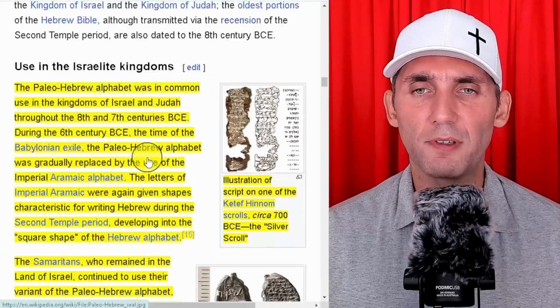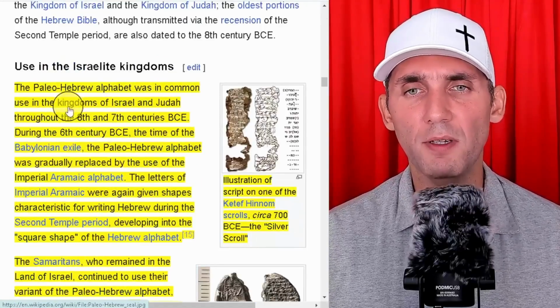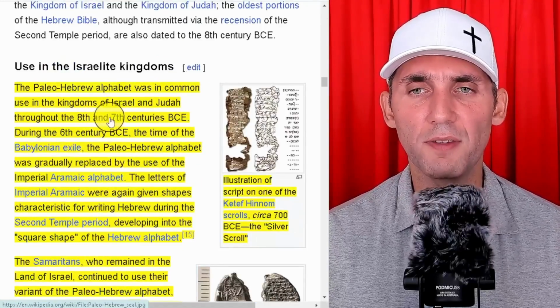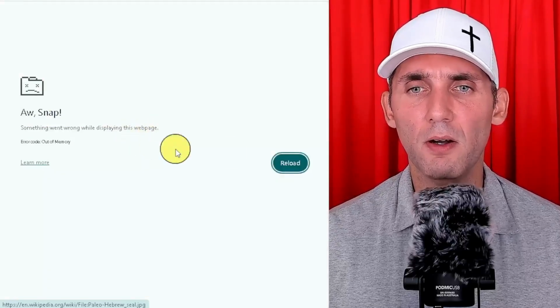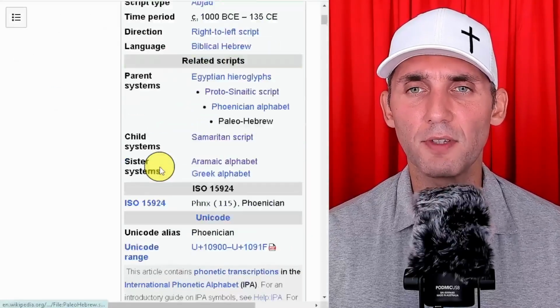Use in the Israelite kingdoms. The Paleo-Hebrew alphabet was in common use in the kingdoms of Israel and Judah throughout the 8th and 7th centuries BC. During the 6th century BC, oh snap, it crashed for some stupid reason.